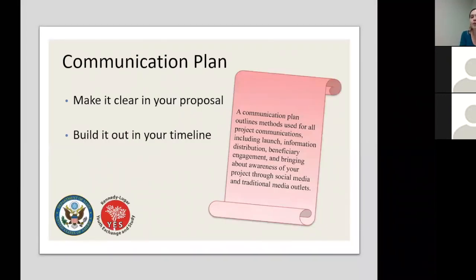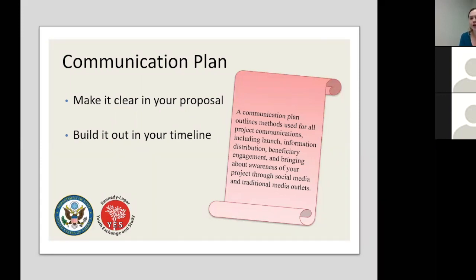Another important part of a proposal is a communication plan. So when you're conducting a grant project, you're going to have a number of different people that you need to communicate with. You'll have to communicate with your funder. You also need to promote your project on social media. So this is another part of your proposal that you're going to outline a communication plan and build it out in your timeline.